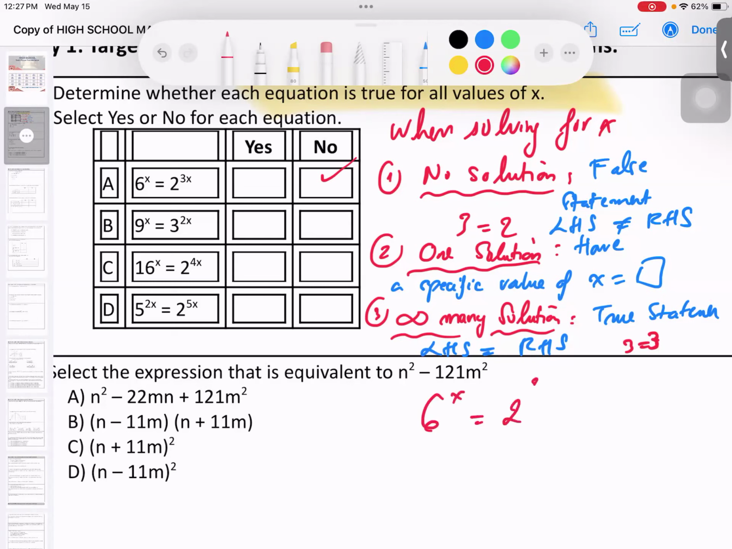6x equal to 2 cubed x. Okay. Now let's talk about the right side. What is the other way you can write this? What is 2 to the power 3x equal to? How do you know it's a x? The other way you can write it is like this.